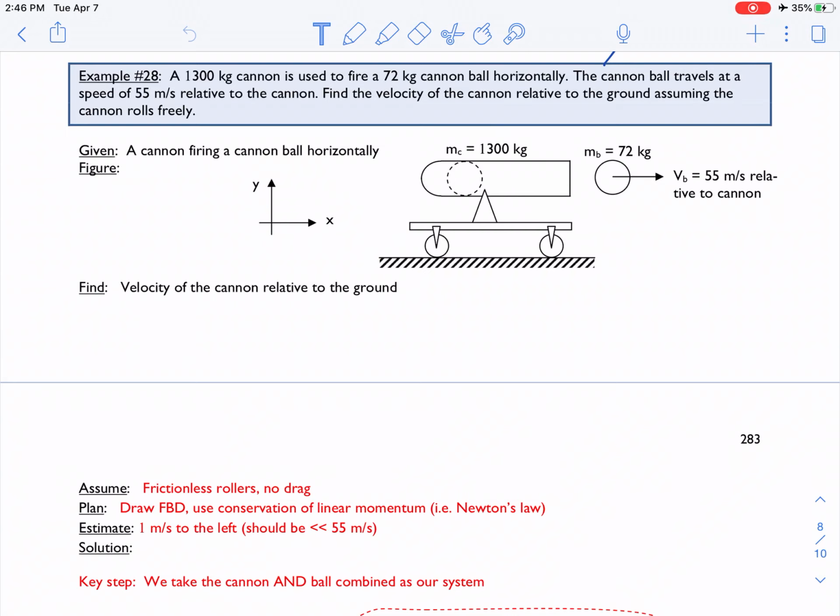Okay, now let's practice Newton's second law in the momentum form on this problem. So this is example number 28 on page 282. A 1300 kilogram cannon is used to fire a 72 kilogram cannonball horizontally, as you can see in the picture. The cannonball travels at a speed of 55 meters per second relative to the cannon.